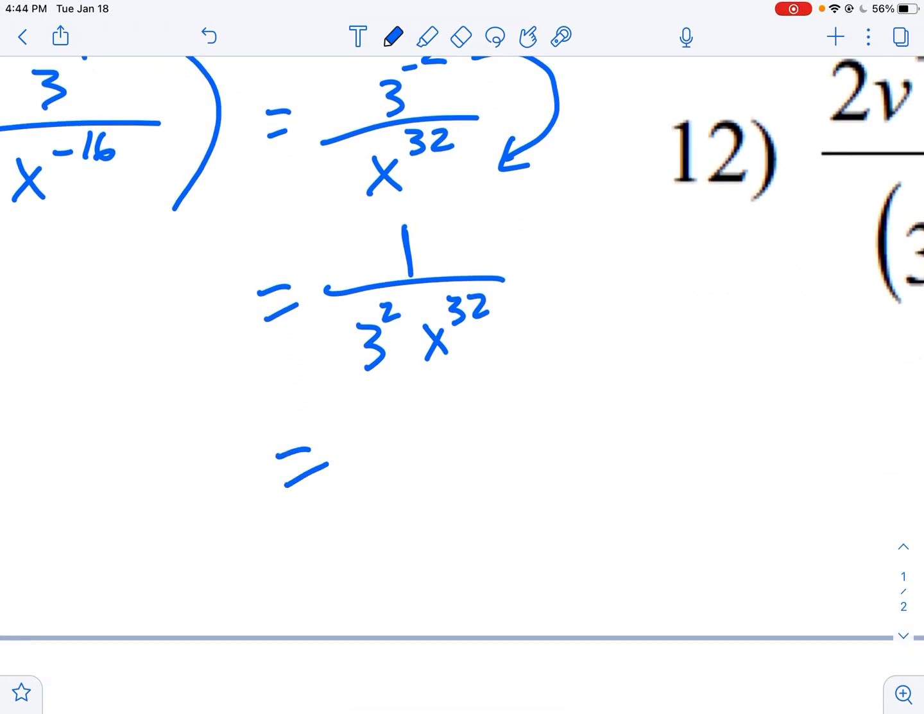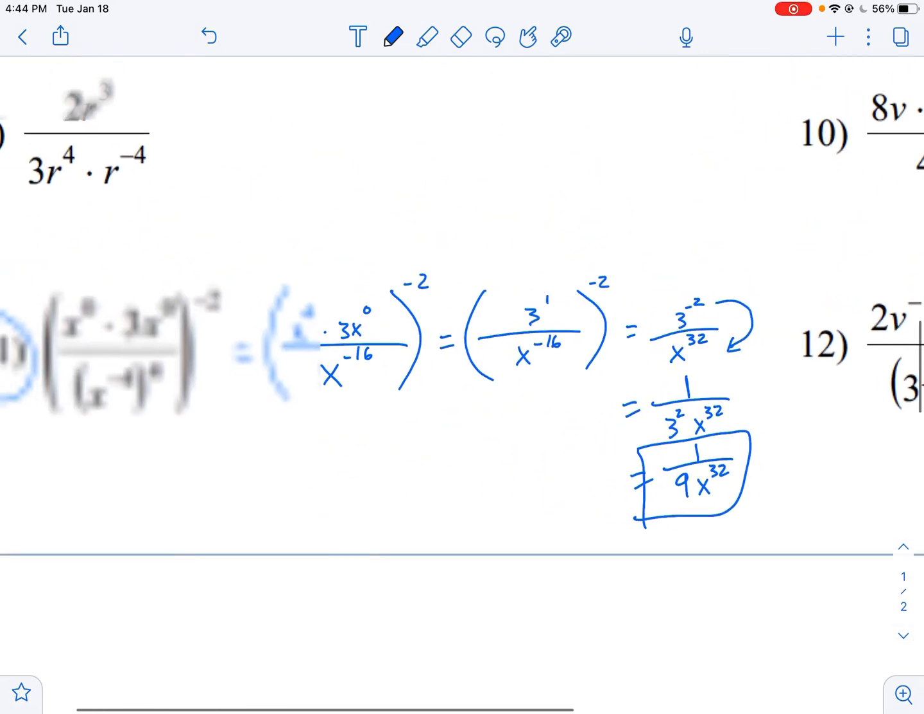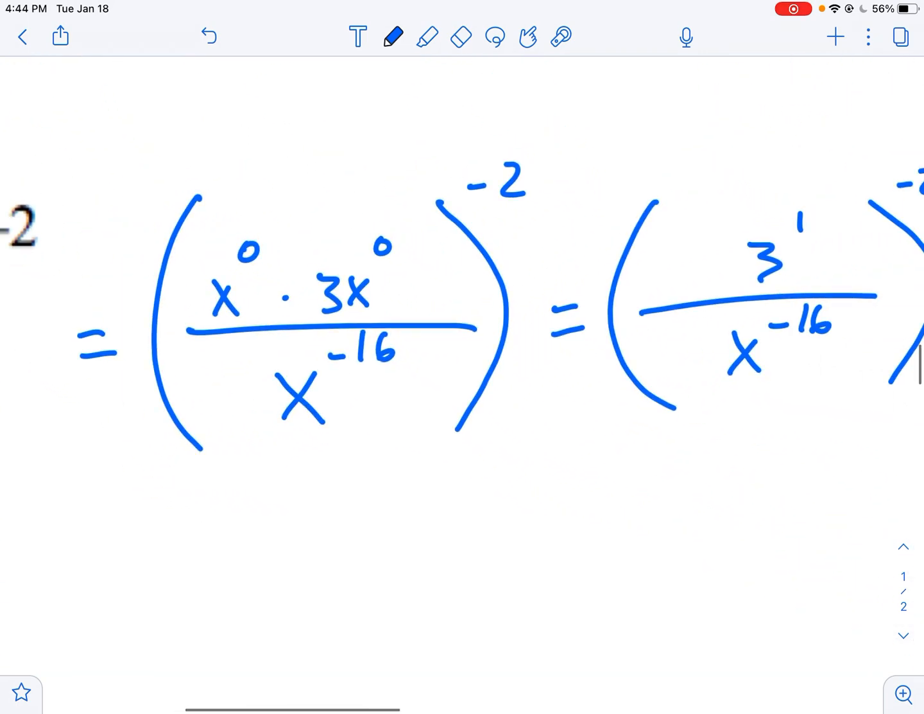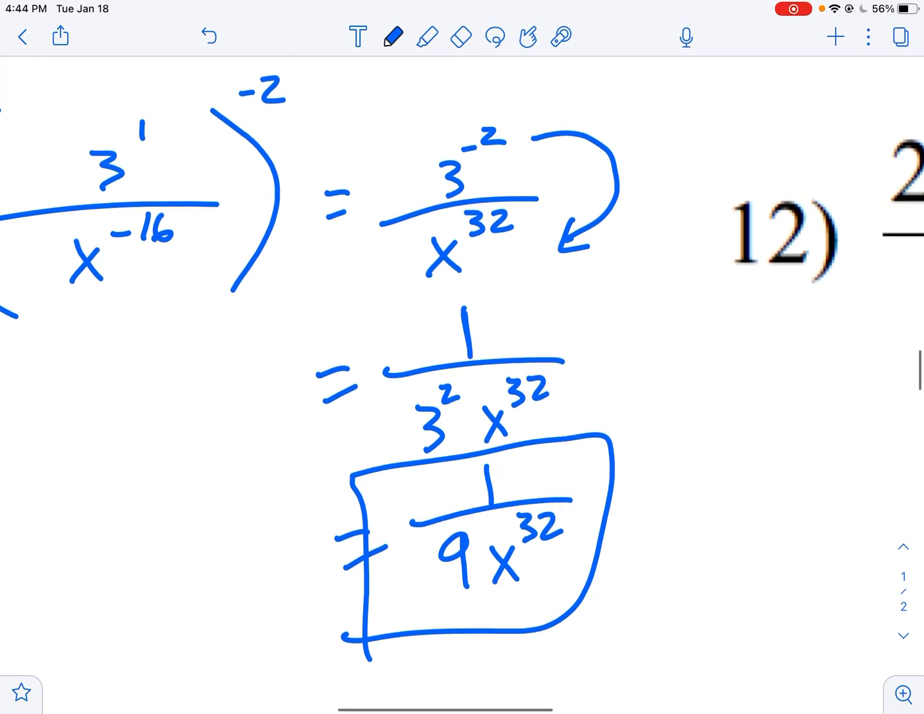Not quite, because you can do 3 to the second power, so we're going to do that. 3 to the second power is 9. And now we got x to the 32nd. And now it's done. Finally, we got to the end. Took a few steps, but that's okay. Sometimes you can write out multiple steps, and that's fine. It helps you kind of think through it, write out multiple steps, instead of trying to do it all at once. So there you go.